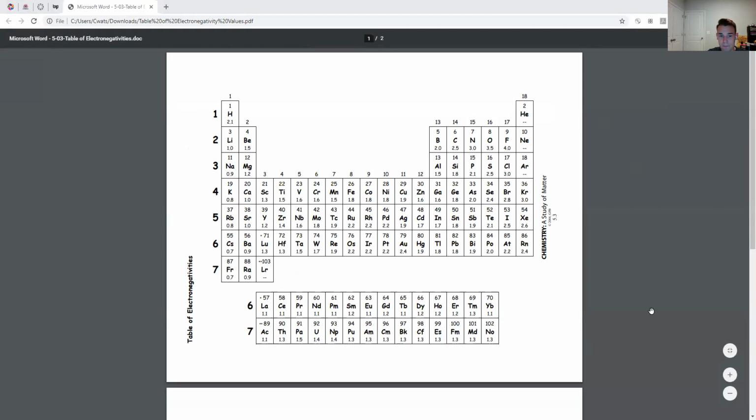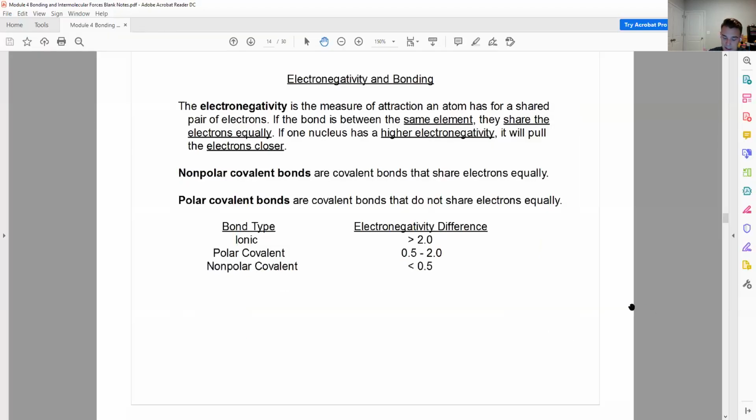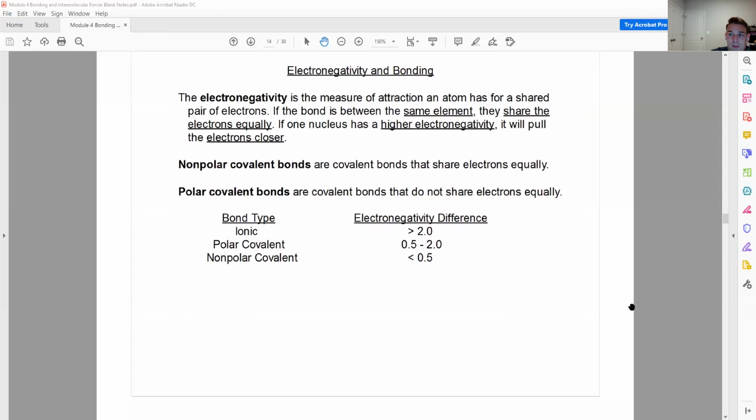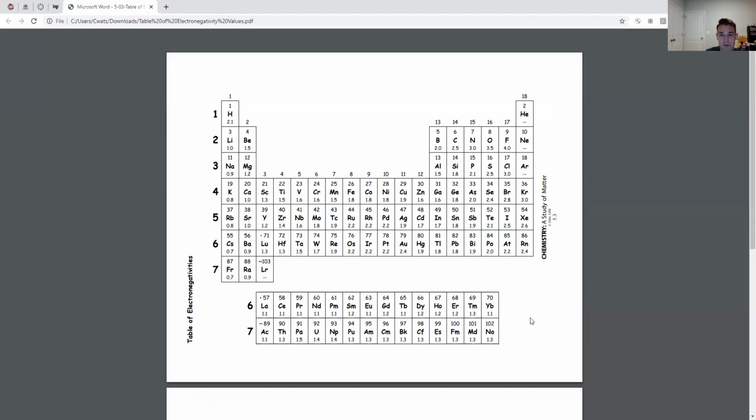So a couple of bonds that you must know about polarity-wise. There's going to be the CH bond. That's an important one. The CO bond and the OH bond. So we're going to go onto our table here of electronegativity values, and the value for C is going to be 2.5.